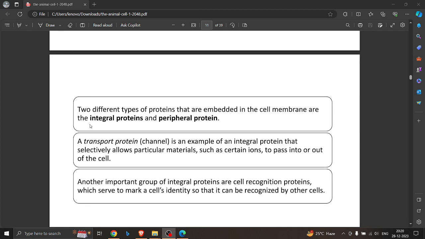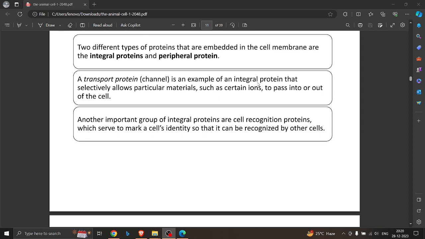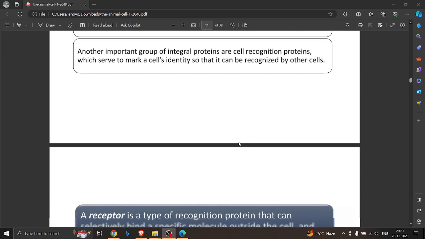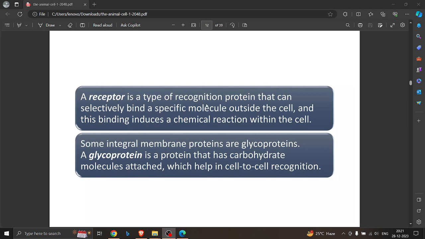Two different types of proteins that are embedded in the cell membrane are integral proteins and peripheral proteins. A transport protein is an example of an integral protein, which allows a particular material such as certain ions to pass in and out of the cell. Another important group of integral proteins are cell recognition proteins, which serve to mark the cell's identity so that it can be recognized by other cells. A receptor is a type of recognition protein that can selectively bind a specific molecule outside the cell, and this binding induces a chemical reaction within the cell.